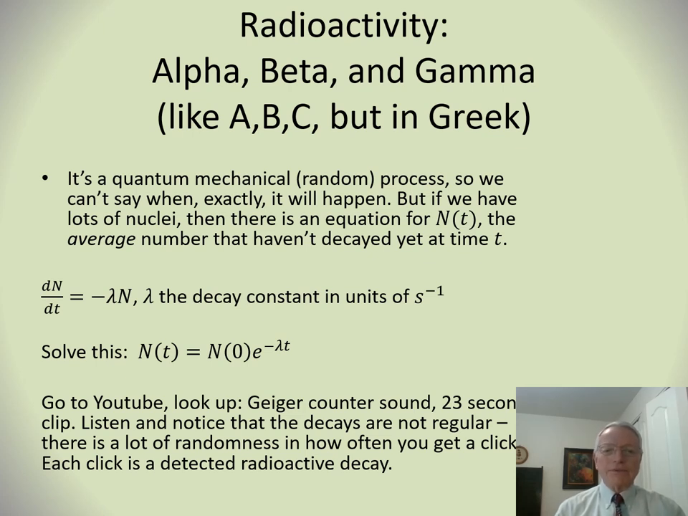Now I'd like you to go to YouTube and look up a Geiger counter sound. It's only a little 23-second clip, and if you listen to it, you'll notice that the decays are not regular. It'll go click, click, click, click. There's a lot of randomness in how often you get a click, and in order to do mathematics with it, you have to average over pretty long times. Each of those clicks is a radioactive decay that was detected. We're going to do math to describe it, but it's approximate math. It's average math. It's not telling you exactly what happens at every second in time.